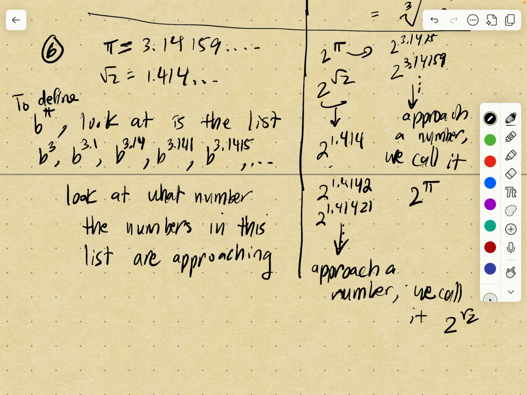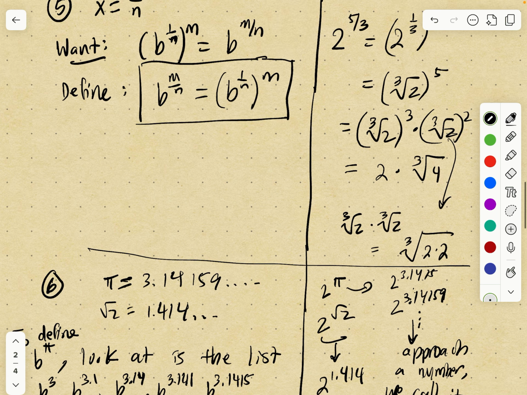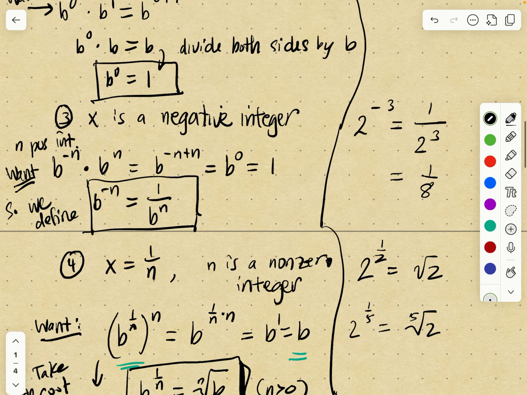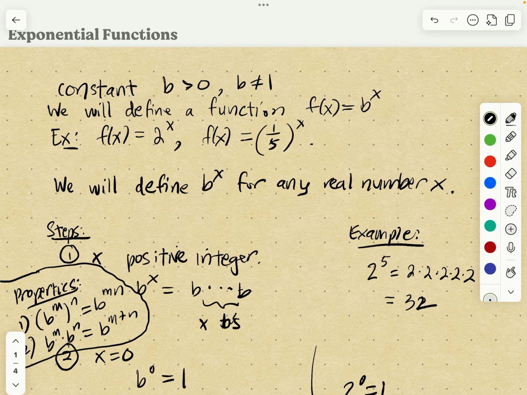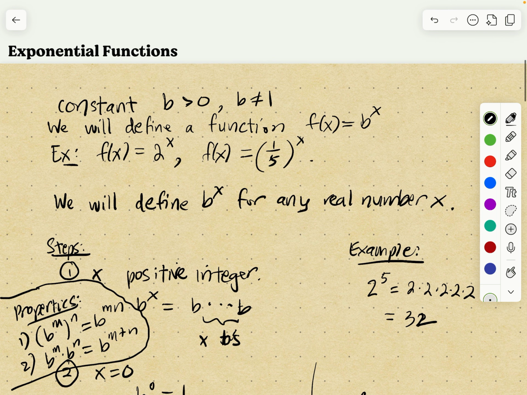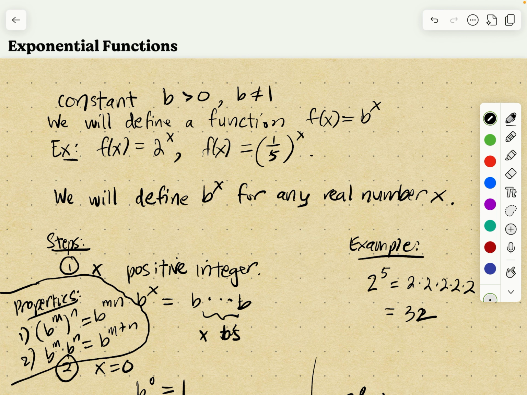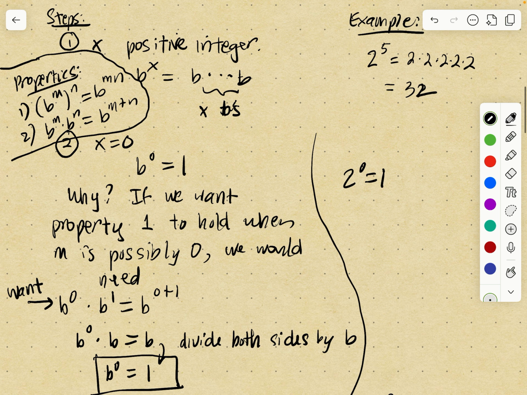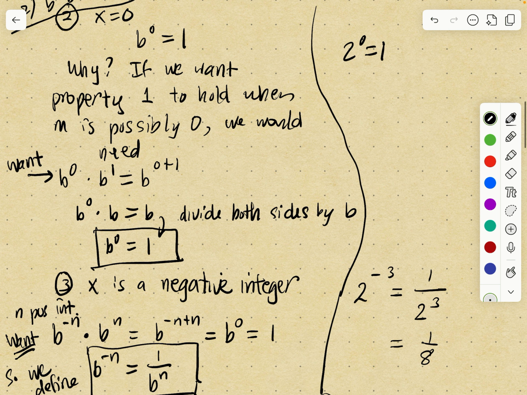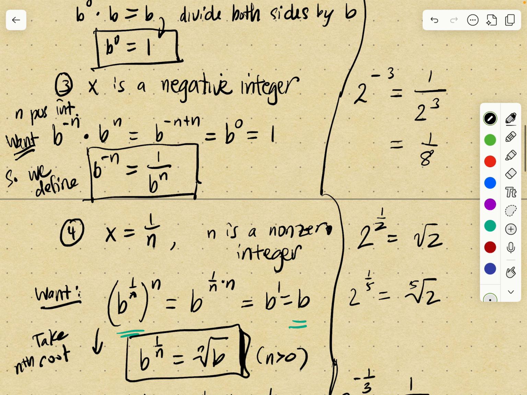So that defines 2 to the power of any irrational number. And since any real number is either rational or irrational, we know that this defines 2 to the x for any x, or b to the x for any real number x. So let's review the process one more time. Step 1 was to define it when the exponent is a positive integer. Step 2 was to define it when the exponent is 0. Step 3 is to define it when x is a negative integer. So that takes care of all integers.